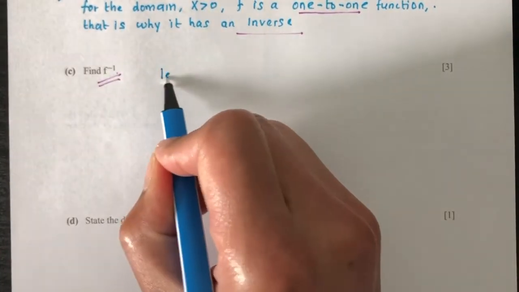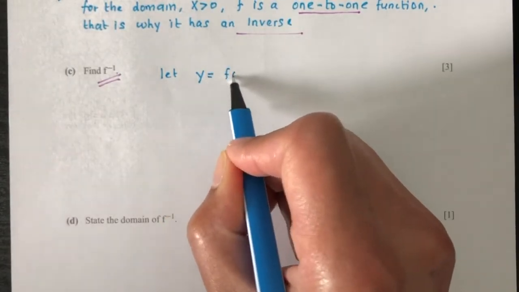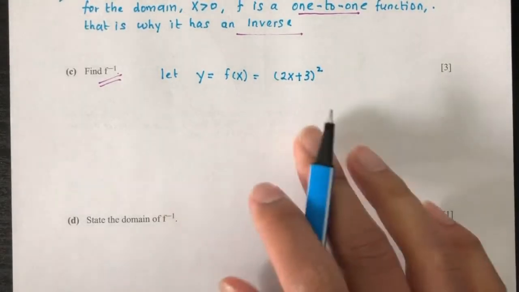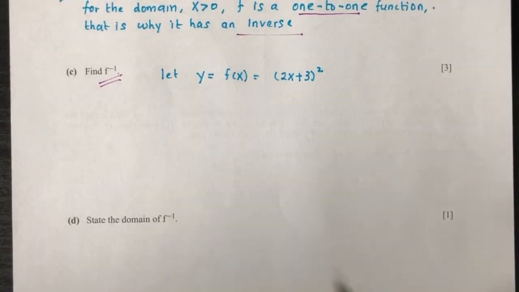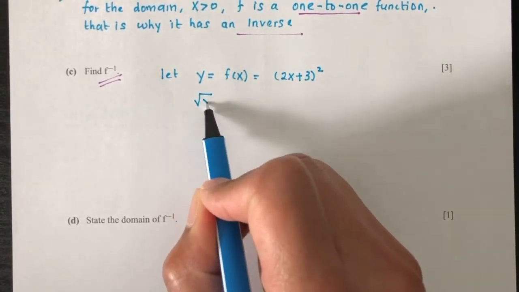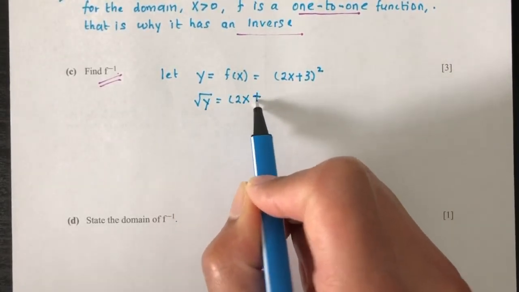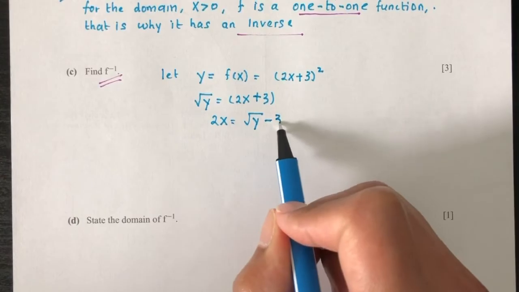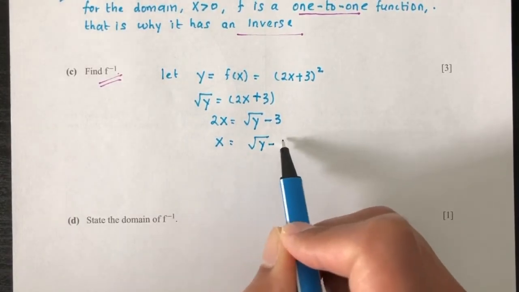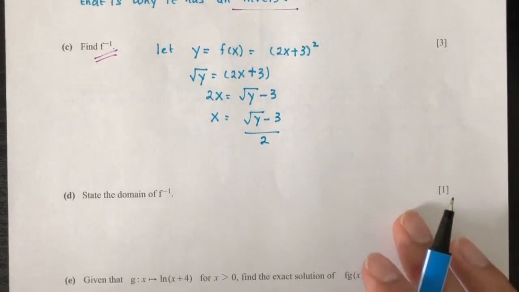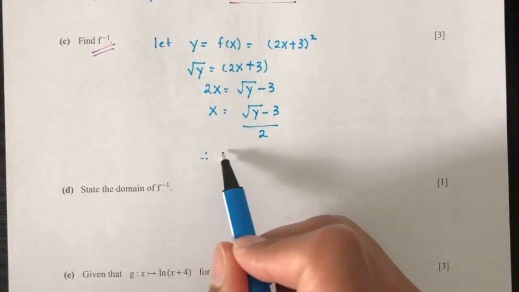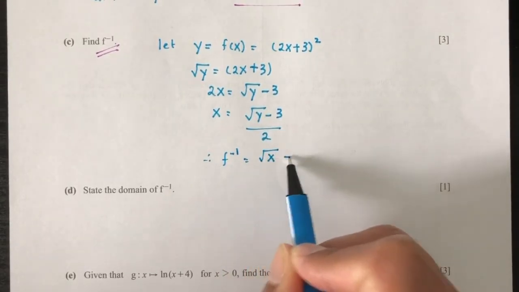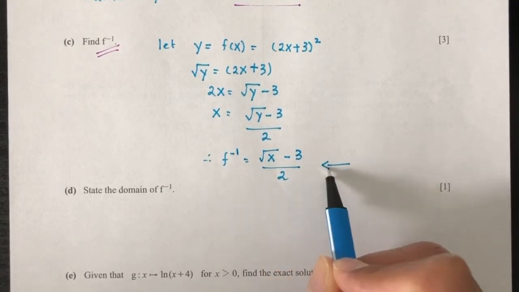As you know, the first step is to let y equal to f of x, which is the function 2x plus 3 square. Now we have to try to make x the subject of formula. So we send square over here, it will become square root of 2x plus 3. 2x will be root y minus 3. x becomes root y minus 3 over 2. Now from this, as always, f inverse will be in terms of x, so you have to change y to x. That will be f inverse of x.